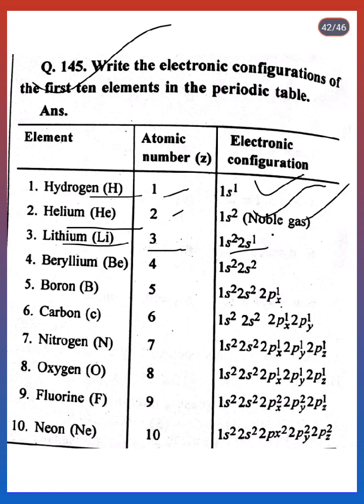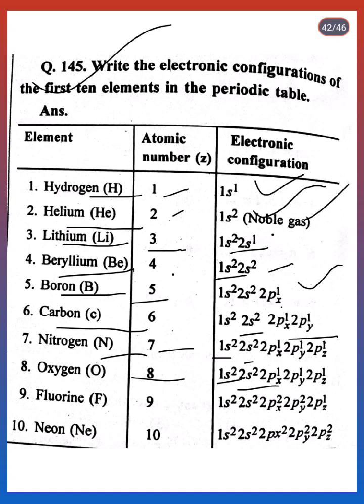In case of beryllium, 4, that is 1s2 2s2. Boron, 5, 1s2 2s2 2p1. Carbon is atomic number 6, 1s2 2s2 2px1 2py1. Nitrogen is atomic number 7, 1s2 2s2 2px1 2py1 2pz1. Next oxygen, atomic number 8, 1s2 2s2 2px2 2py1 2pz1. Next for fluorine, 9, 1s2 2s2 2px2 2py2 2pz1. Similarly neon, atomic number 10, 1s2 2s2 2px2 2py2 2pz2, again a noble gas configuration.